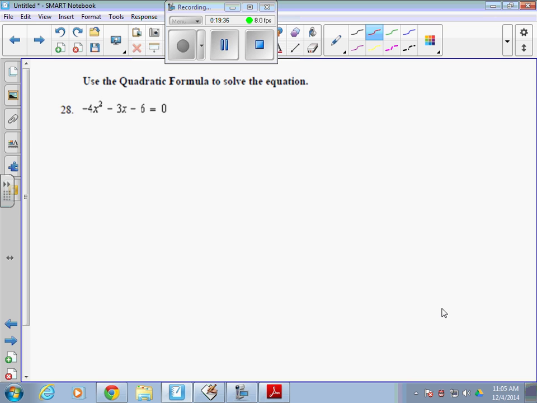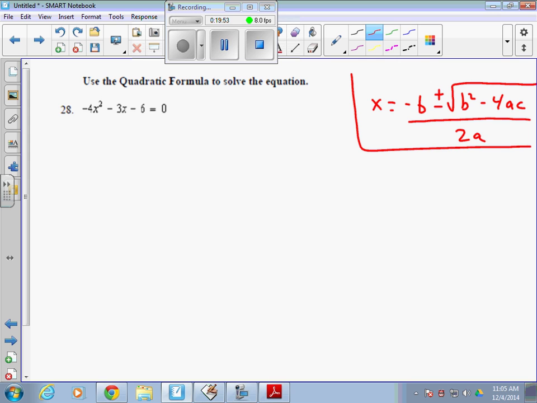28 says use a quadratic formula. Again, the quadratic formula is negative b plus or minus the square root of b squared minus 4ac over 2a. I'll write that on the board too. This is a problem when you do it. It's going to be real funky looking at the end most of the time. Everything still holds true though. This is still A, this is still B, this is still C. You just need to plug the values in.